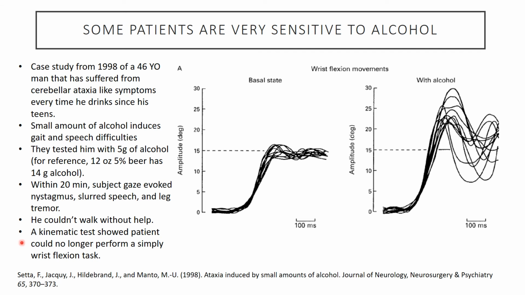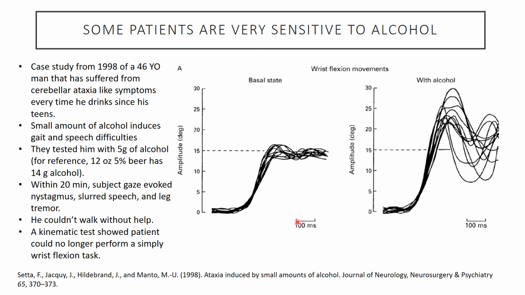So in this case, what this person had to do is extend their wrist a certain amount. They would have to extend the wrist approximately 15 degrees. So you're moving your wrist, and it's a very simple task. You put your arm out, and all you have to do is bend your wrist 15 degrees to hit a target. And this is the movements that this person was able to make with alcohol.